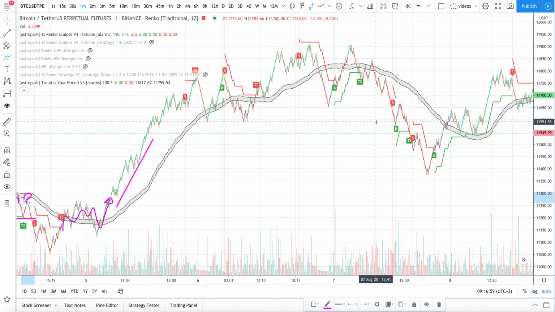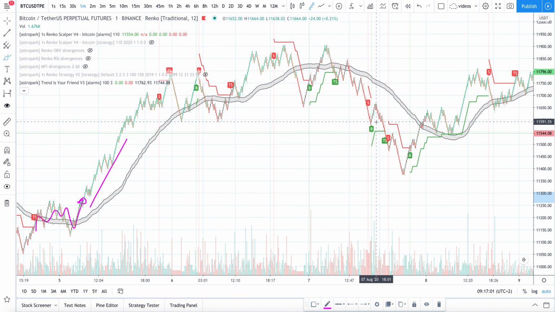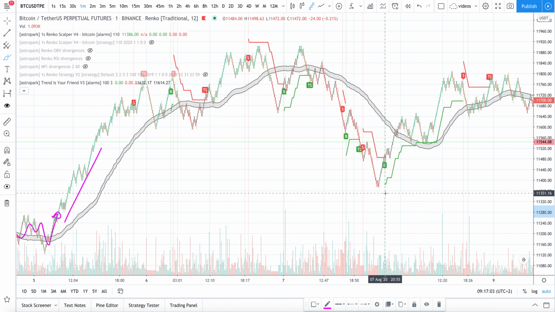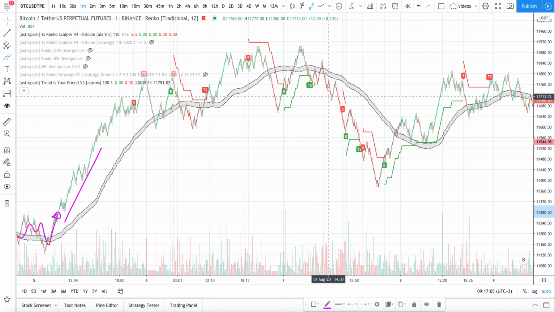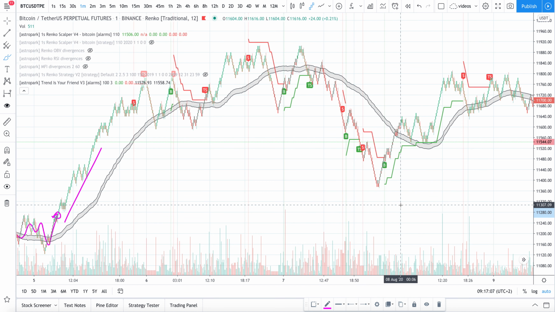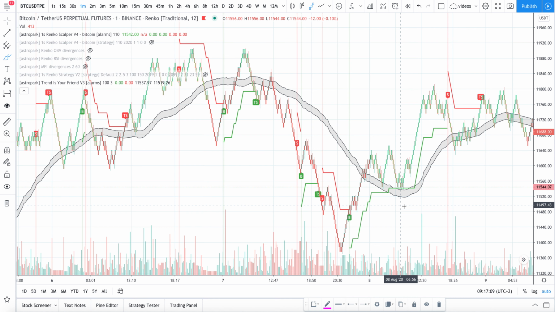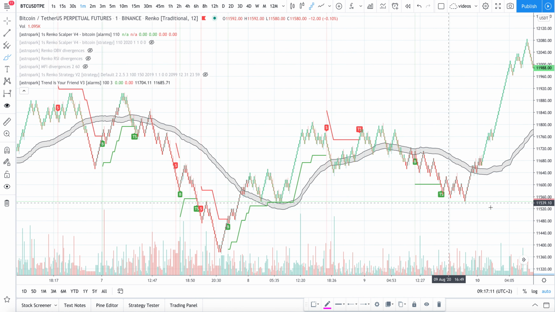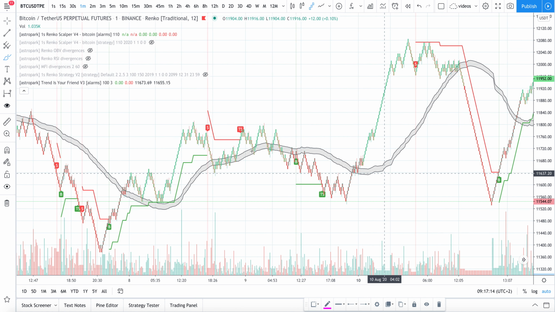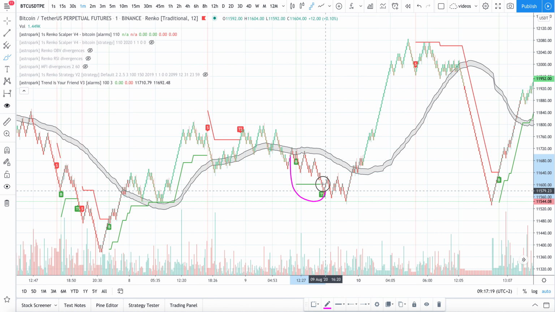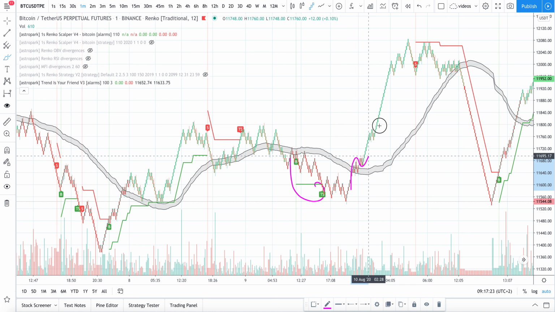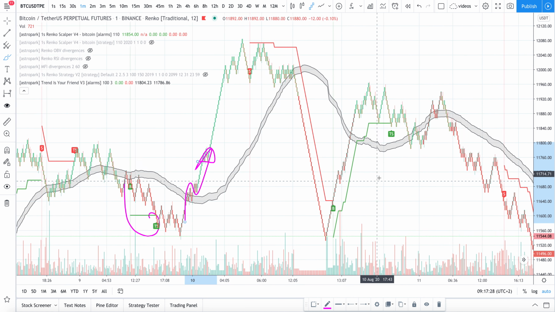And so on. This is also another tool I use to have some confluence, for example, and improve my results. Here again, the long here was stop lossed, but it's always a long condition. So on this break and retest, this is a perfect long.